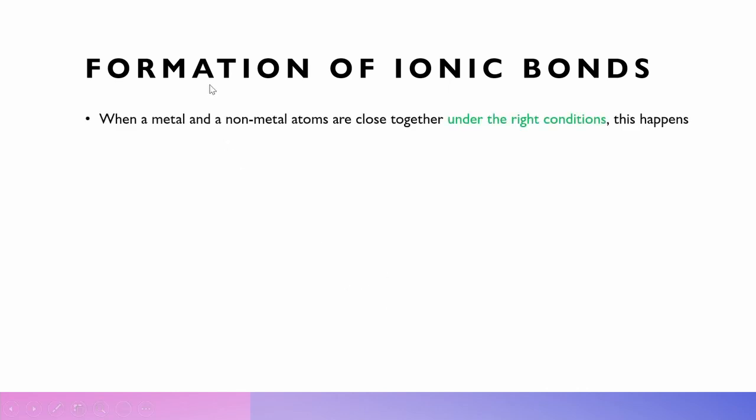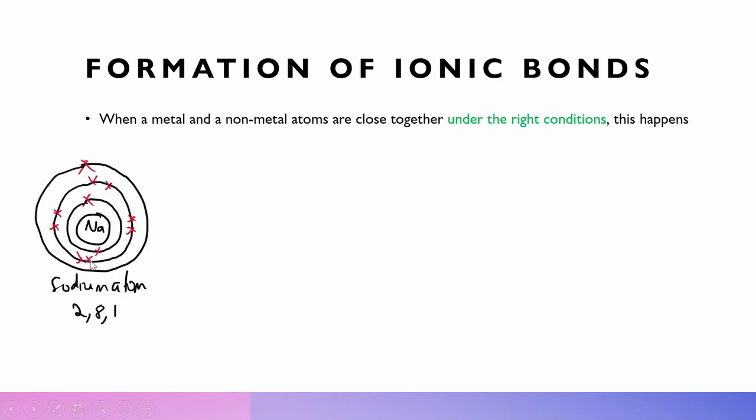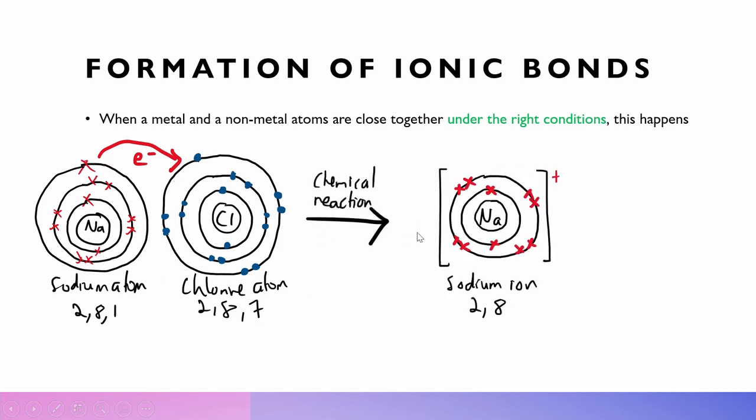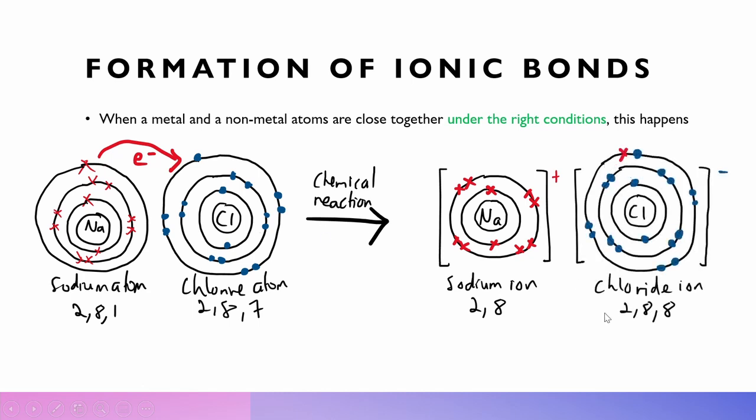When a metal and a non-metal atom are close together under the right conditions, such as a sodium atom and a chlorine atom, the sodium atom in this example will lose its 1 valence electron to the chlorine atom. This transforms the sodium atom into a sodium ion with a positive 1 charge and the chlorine atom into a chloride ion with a -1 charge.